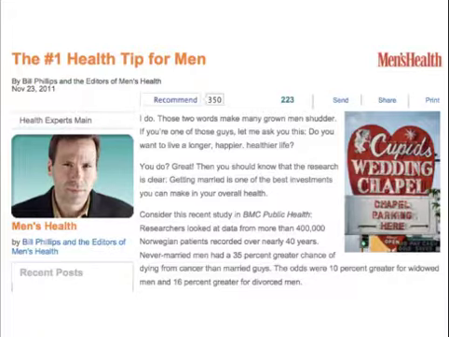Consider this recent study in BMC. It's a British public health journal. Researchers looked at data from more than 400,000 Norwegian patients recorded over nearly 40 years. Never married men had a 35% greater chance of dying from cancer than married guys. The odds were 10% greater for widowed men and 16% greater for divorced men.